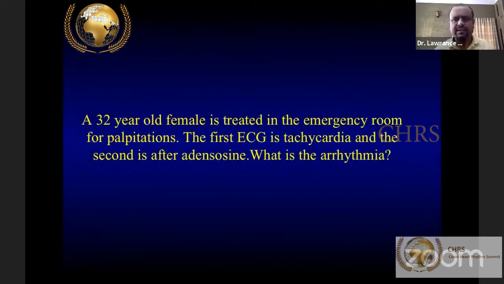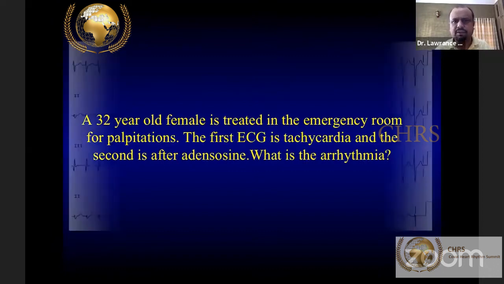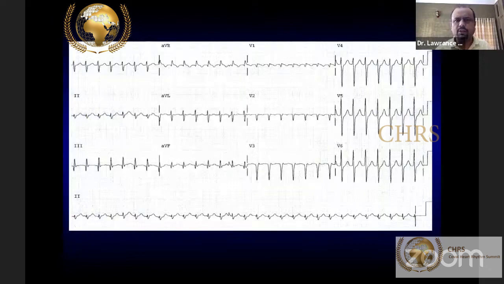Next will be a small case history. A 32-year-old female is treated in the emergency room for palpitations. The first ECG is the tachycardia, which I am going to show, and the second one is after adenosine. You are going to identify what the arrhythmia is. So this is the tachycardia ECG. If I put your algorithm in place, you can clearly see a narrow QRS tachycardia, QRS width less than 120 milliseconds. It's a regular tachycardia. If you look at the RP interval, if you are very careful, I am not able to see a clear-cut RP interval. So I may say that I'm not able to get a P wave clearly.